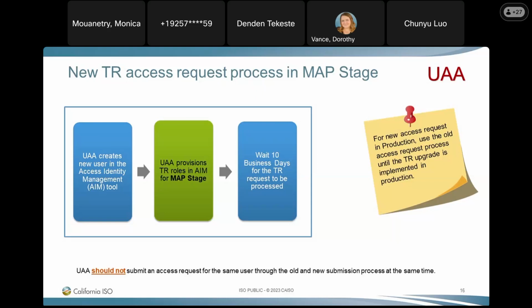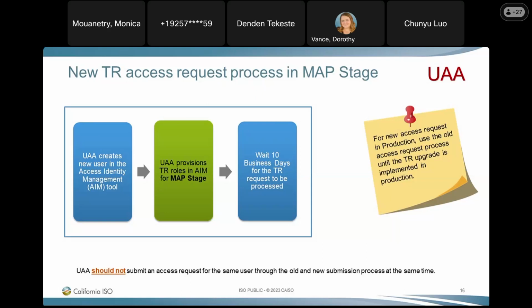But for access to the production environment, so let's say you have new users who want access to the transmission registry application for the production environment, until we go live, the old provisioning process still applies. They'll still need to fill out the form, the application access request form, and upload it into City. So I just want to let you know that for the purpose of the map stage environment, being that it is a new environment, users will be able to have 2 options.